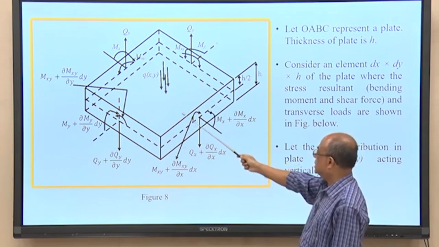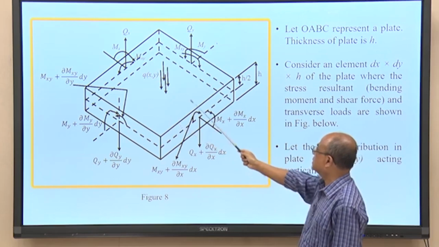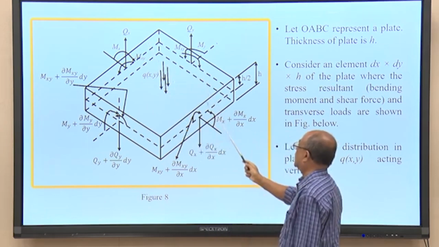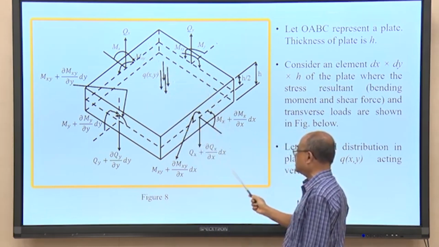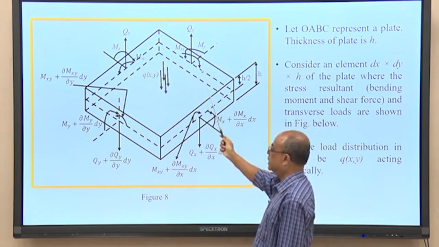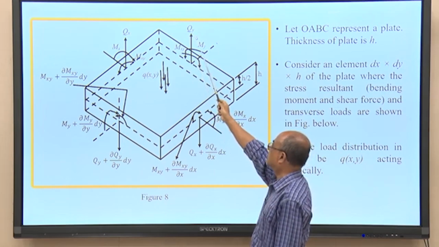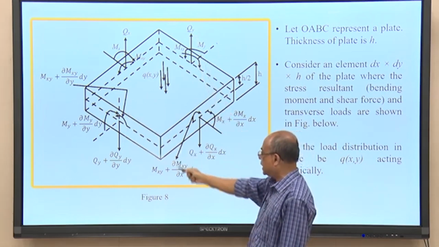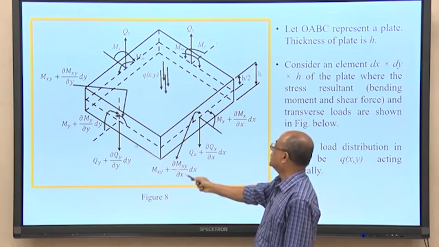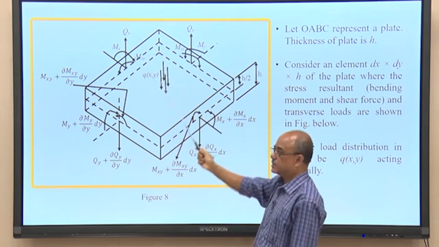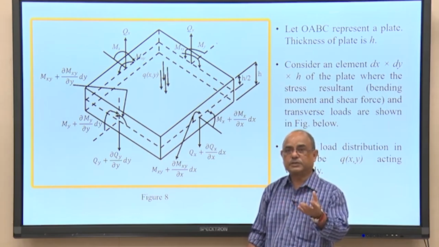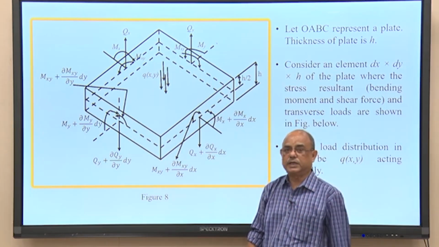So, we have shown all the forces acting on the element. The vertical shear on this edge is qx, and on the opposite face it will be qx plus an increment. Then on the edge which is parallel to the y axis, it is qy, the vertical shear, and on the opposite edge it will be qy plus dqy by dy into dy. You can see the directions of forces and moments on the two opposite edges are taken opposite. This is to keep the body in equilibrium.